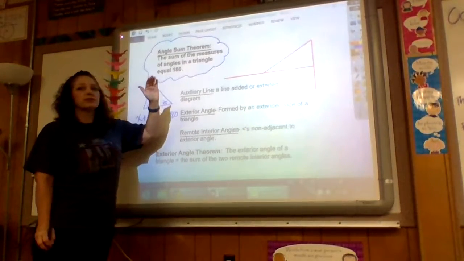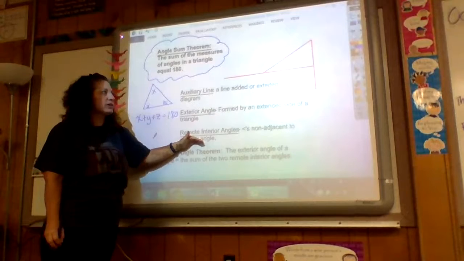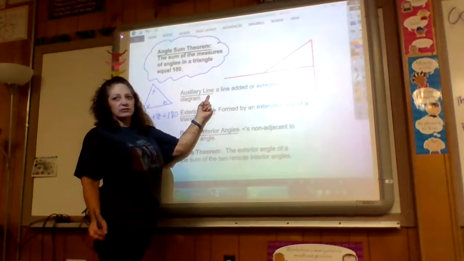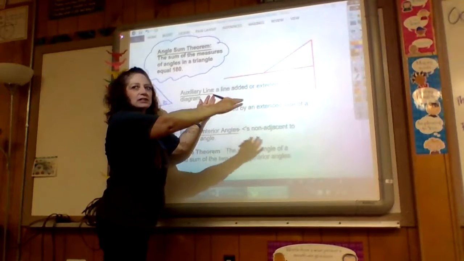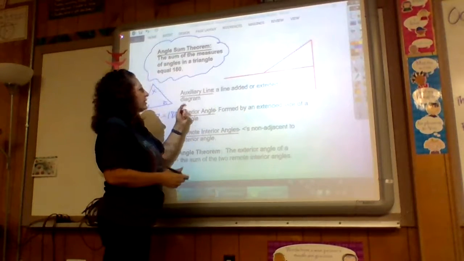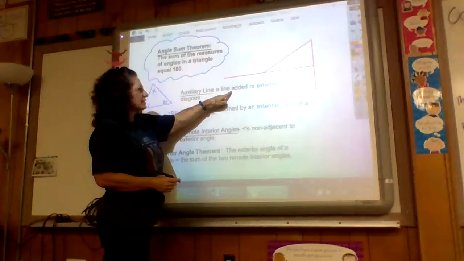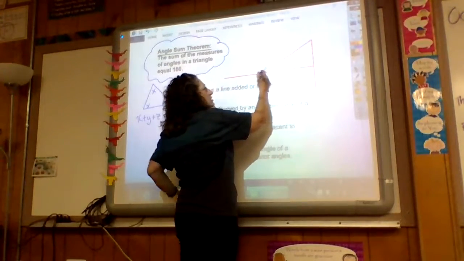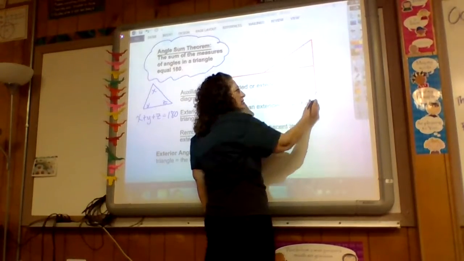Today we're also talking about these three vocabulary words and how they relate to your triangles. We've already been using an auxiliary line when I had you extend lines past a picture so you could see those parallels, but that's what that is. A line extended into a diagram. So here in this triangle, we have an auxiliary line. We extended here and we extended here.